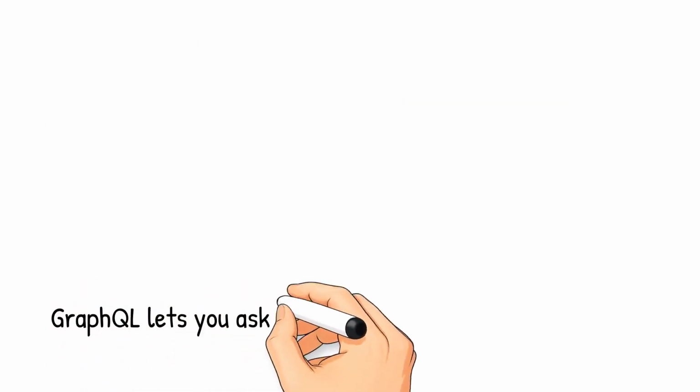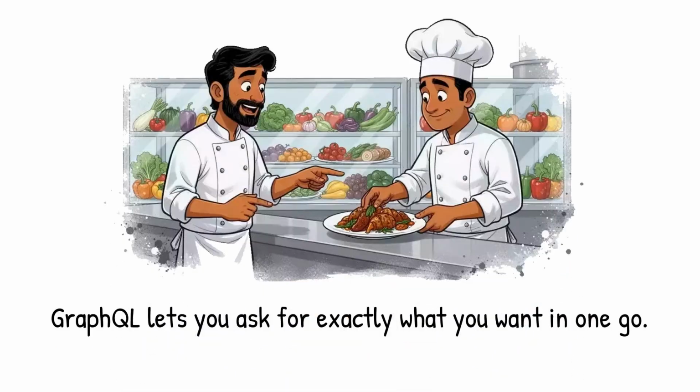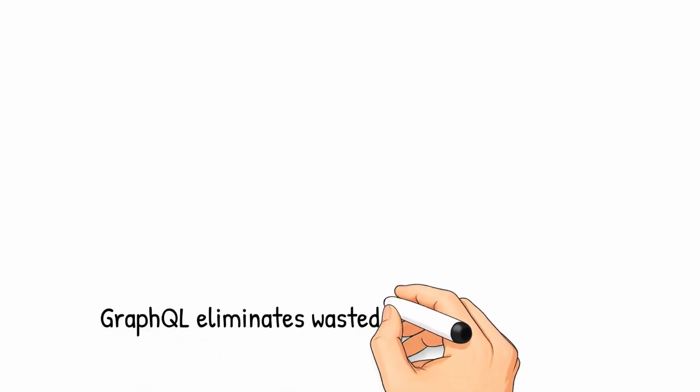Now meet the style that fixes both. GraphQL. GraphQL is like walking up to the counter and saying, build me a plate with exactly this, this, and this. Nothing more, nothing less. You describe precisely what you want, and in one single trip, you get back exactly that. No wasted food, no extra trips.